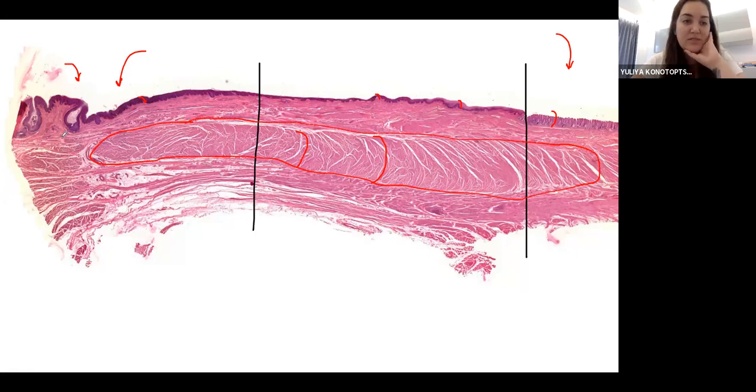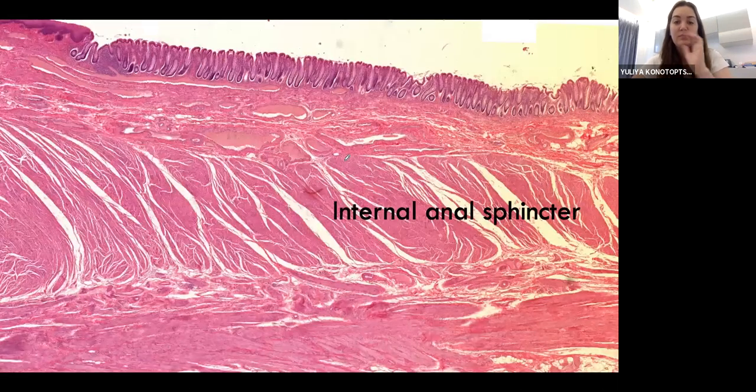And then somewhere where the skin is, you can see there's a little bit of the skeletal muscle present. This is going to be your external anal sphincter, right? So here it is the external anal sphincter. Okay, so that's what we talked about. So this is the internal anal sphincter, the huge thickening of the inner circular layer, right?